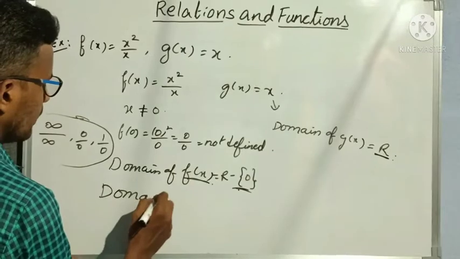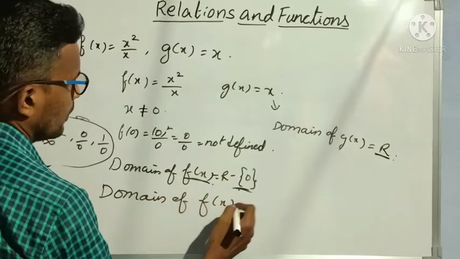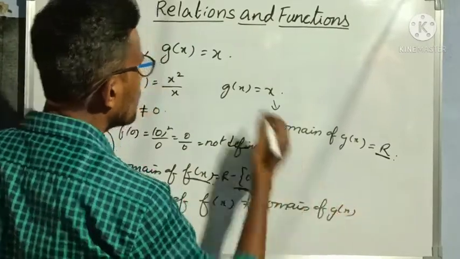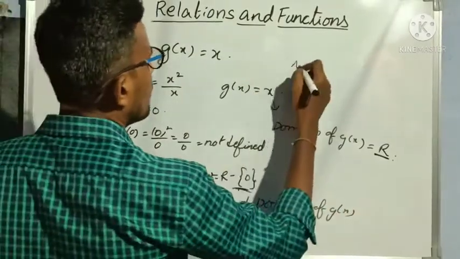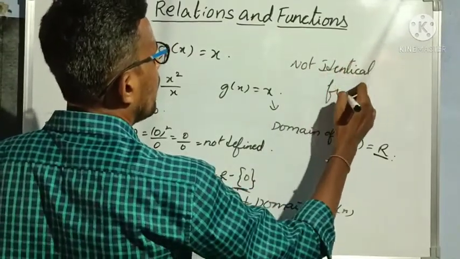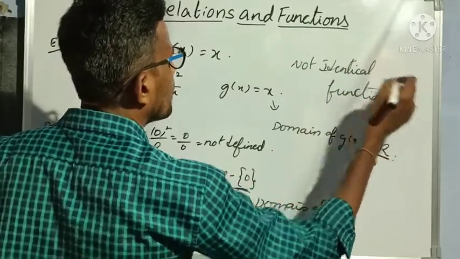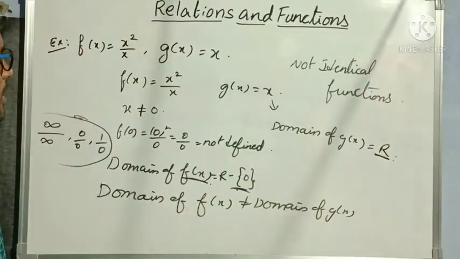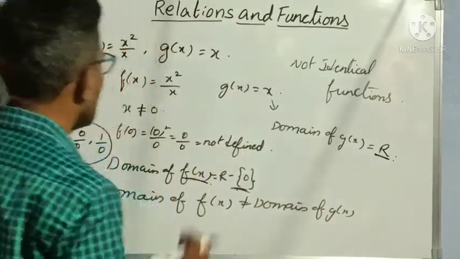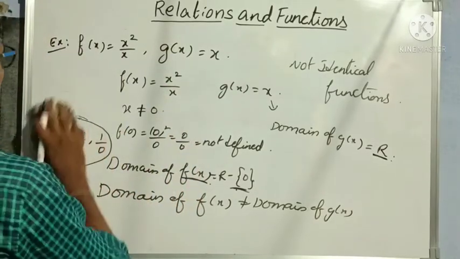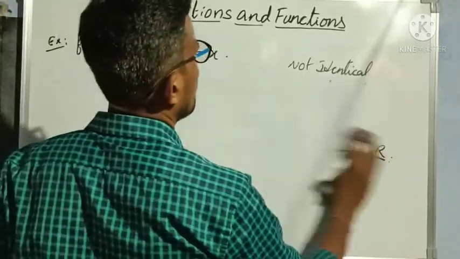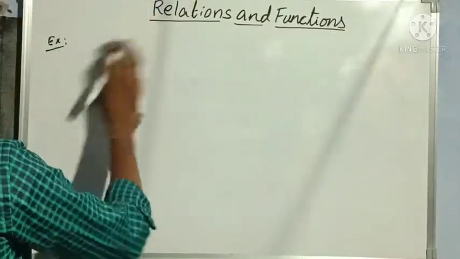So domain of f of x is not equal to domain of g of x, right? Domain of f of x not equal to domain of g of x. So these two functions are not identical. So not identical functions. Understood everybody? How to find out whether two functions are identical or not? Yes, this is my first example. I hope with this everybody understood how to find out whether two functions are identical or not. Very, very important. Okay. So next let us see one more example.